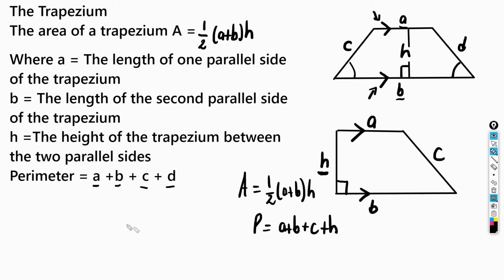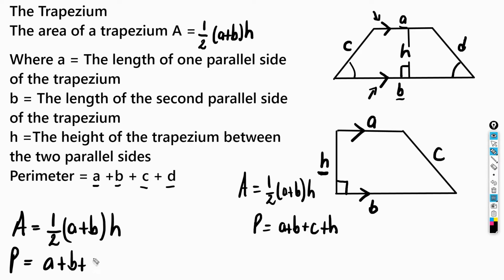So let's do some examples. I love to do those examples. We're going to write the formulas here. The area is equal to a half A plus B times H, and the perimeter would be equal to A plus B plus C plus D, given that the sides are A, B, C, and D. We're going to clear this part of the screen and do three examples.